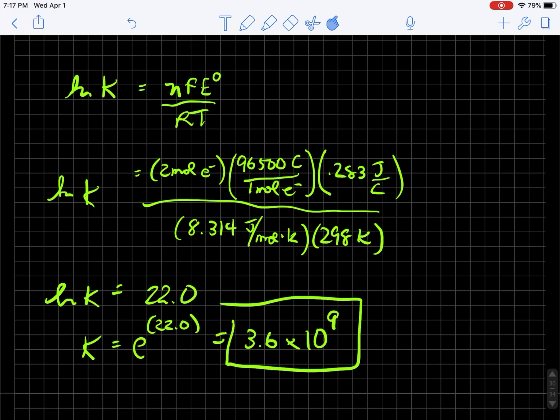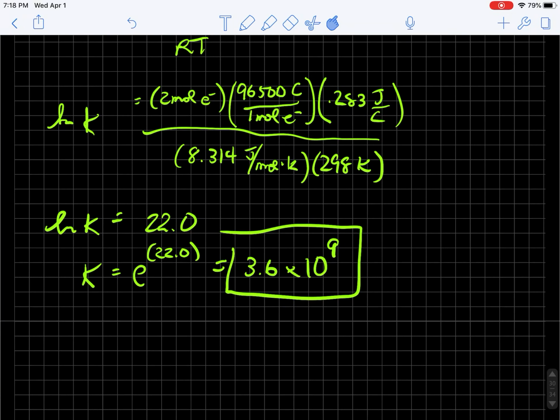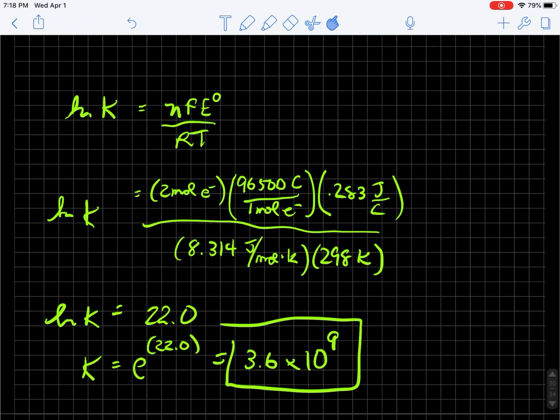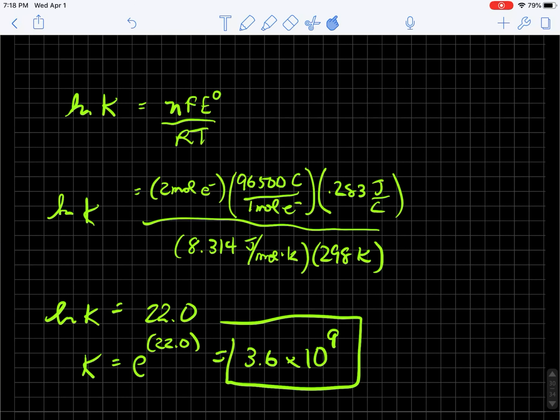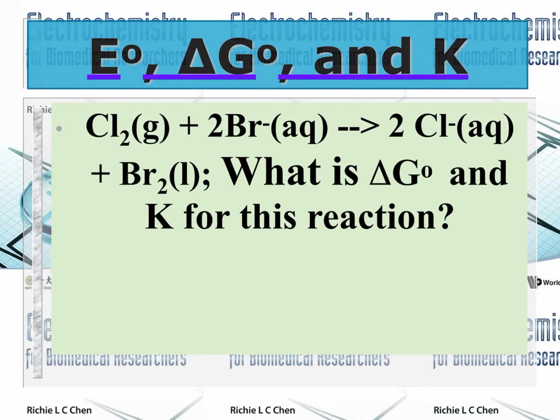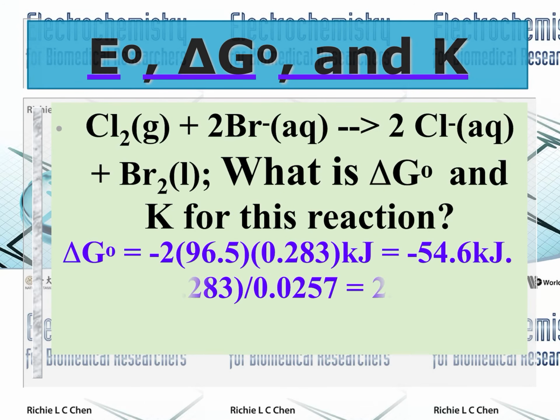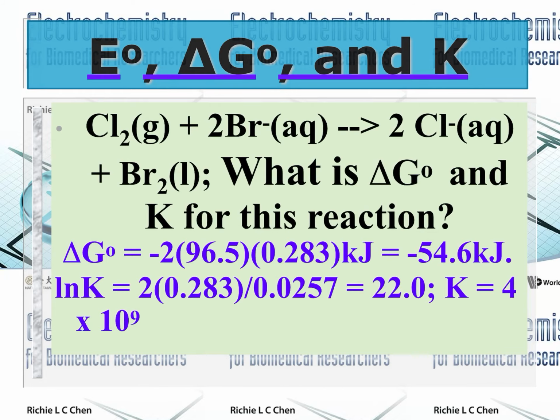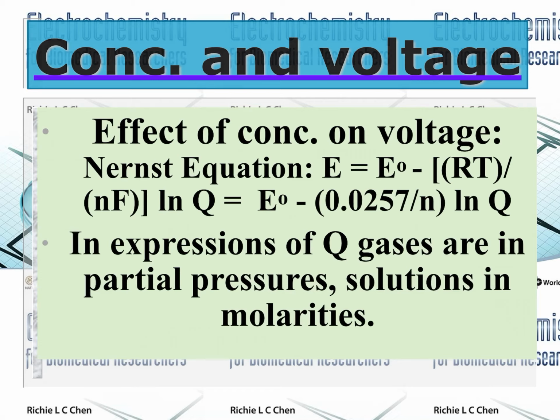And then I'm going to take e and raise it to the 22 power, and I get 3.6 times 10 to the 9th. And they got 4 times 10 to the 9th. They want 1 sig fig for some reason. Okay, so I got what they got. Good for me.